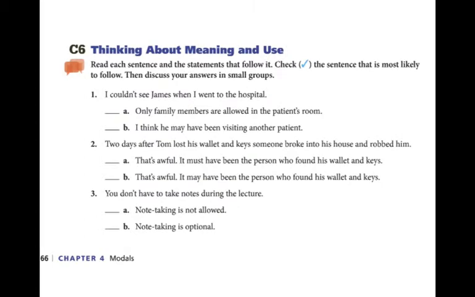In exercise C6, thinking about meaning and use, you need to read each sentence and then read the statements that follow it. Check the sentence that is most likely to follow. Then check your choices with the answer key.